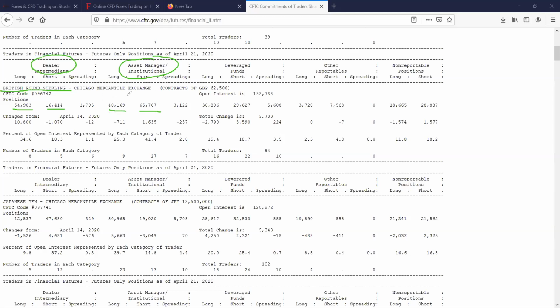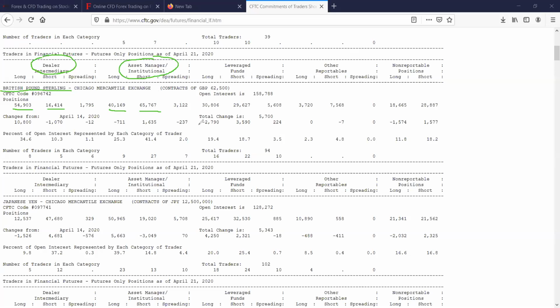You can see that it's now almost equal. We've got 40K against 65 positions as far as asset managers or banks are concerned, as far as capital injection into the market is concerned. The reason why is a lot of hedge funds are not actually trading at this moment because of uncertainties of the global economy.